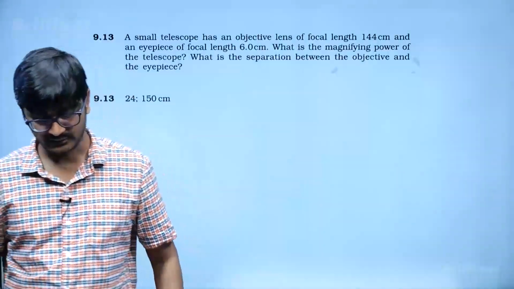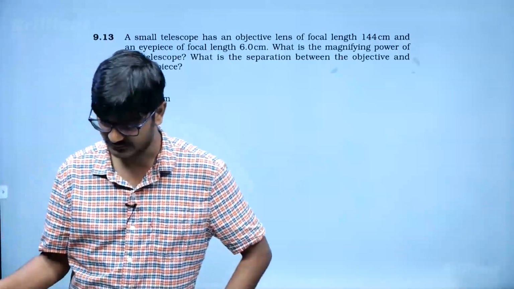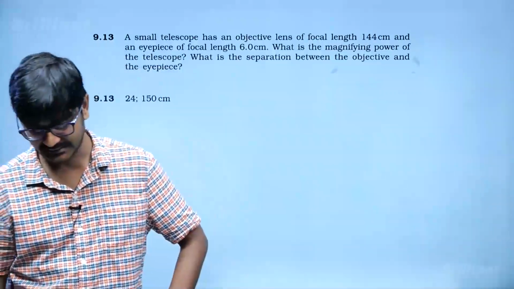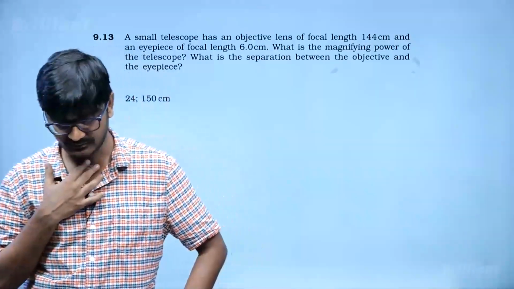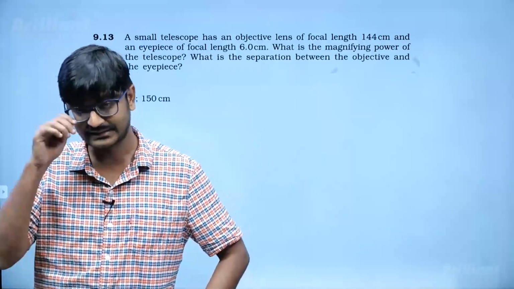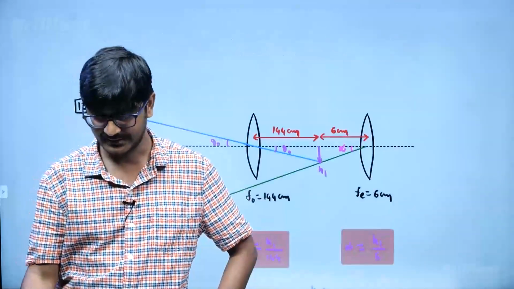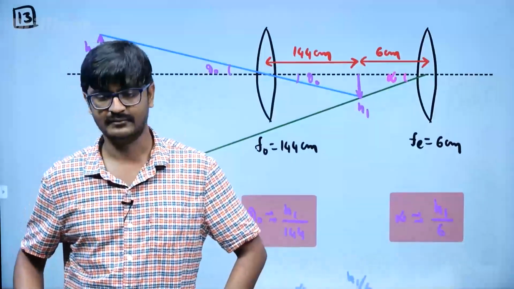Now we are going to the telescope. A small telescope has an objective lens of focal length 144 centimeter and eyepiece focal length 6 centimeter. What is the magnifying power of the telescope? What is the separation between the objective and the eyepiece? They didn't say which kind of adjustment it is, so we are going with normal adjustment. That is, the image is forming at infinity.